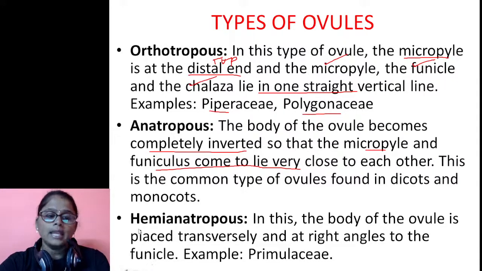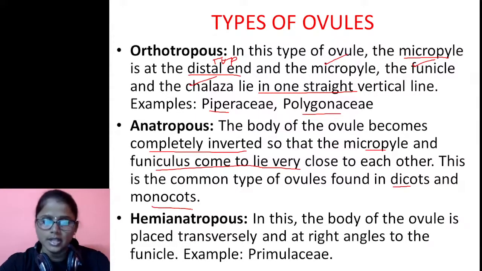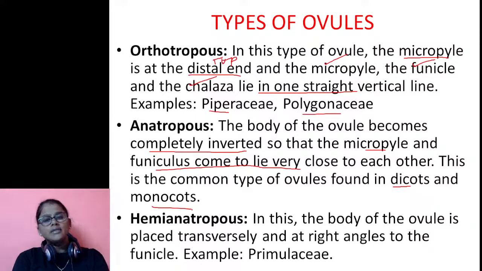Mostly if you are taking angiosperms or seeds, whether it is a dicot seed or a monocot seed, in angiosperms mostly they will be having anatropous type of ovule.